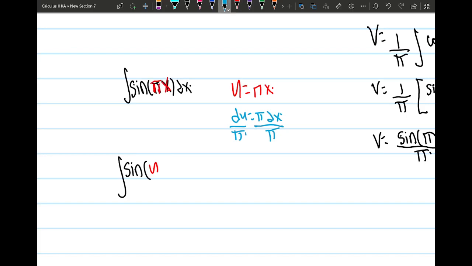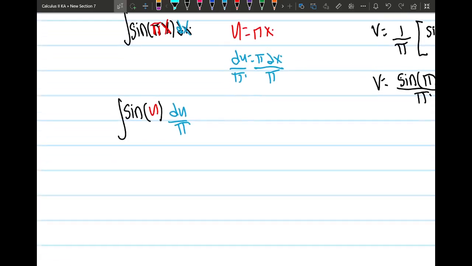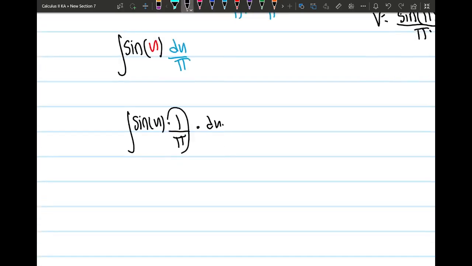Okay, and again, dx is really du over pi. So it's going to be sine of u, and then times du over pi. And again, we're going to do that same thing we did, where it's really the integral of sine of u times 1 over pi times du. So we can take this out because it's a constant. So it's going to be 1 over pi times the integral of sine of u du.